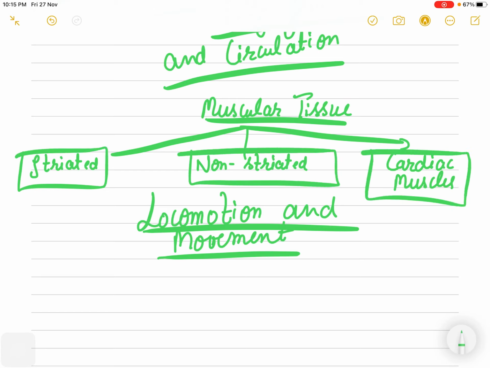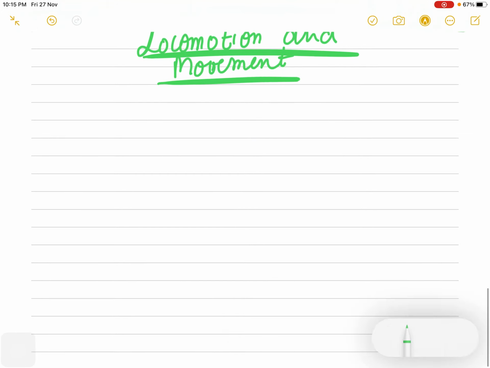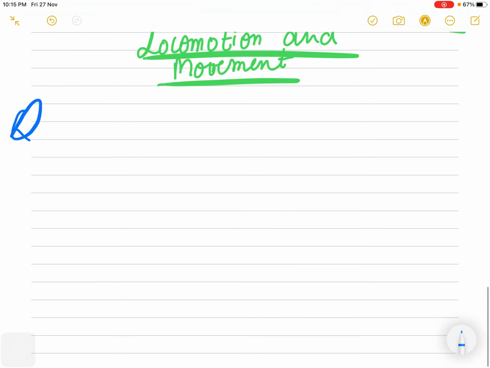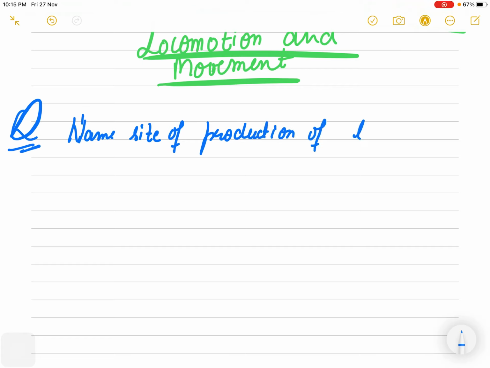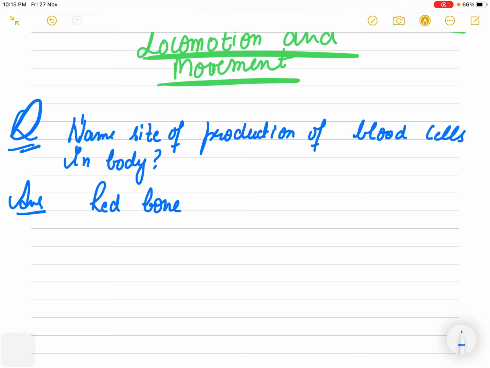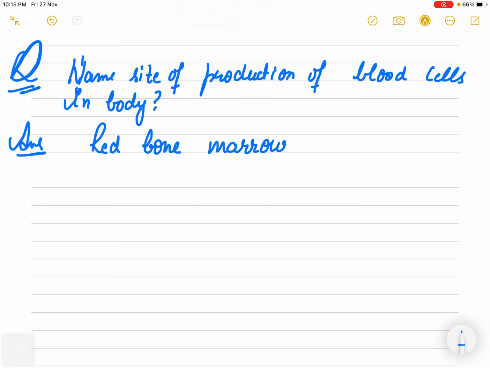So that is why I'm not going to take this part here, but let's discuss a few questions which can be asked in your subjective examination. Like if you are asked to name the site of production of blood cells in our body, then what will you answer? Do you know where the blood cells in our body are formed? That is your red bone marrow, where erythropoiesis happens. This is the place where blood cells are formed.